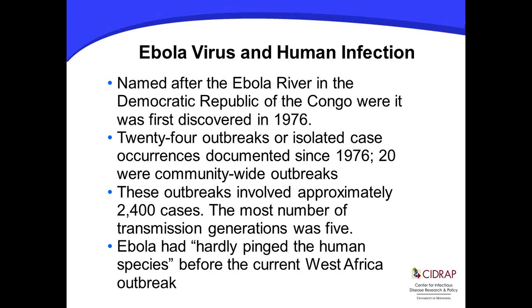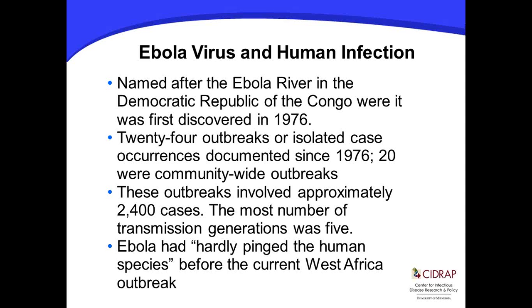Now, to give a basic background on the Ebola virus and its human infection, it was named after the Ebola River in what was then Zaire, now the Democratic Republic of the Congo. It was first discovered in 1976 in a very remote rural village area. Since that time, there have been 24 outbreaks or isolated case occurrences documented, of which 20 of these were community-wide outbreaks. So in a sense, very limited.